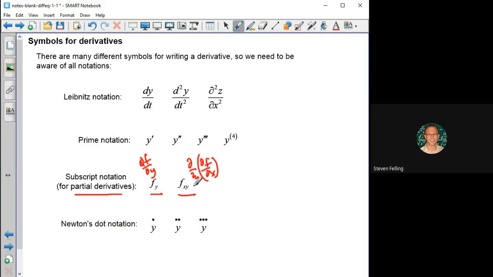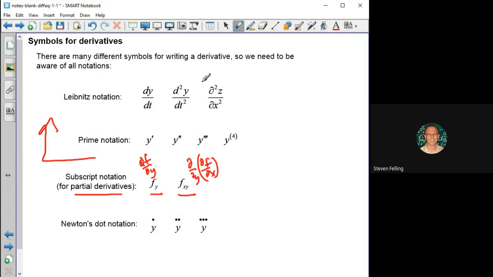Right? So there are partial derivative notations here. And then in physics, sometimes people will encounter what's called Newton's dot notation. It's the same as prime notation except with dots, and usually just three, because in physics it typically goes up to position, velocity, and acceleration. So three dots. Okay, we're mostly going to stick with these.